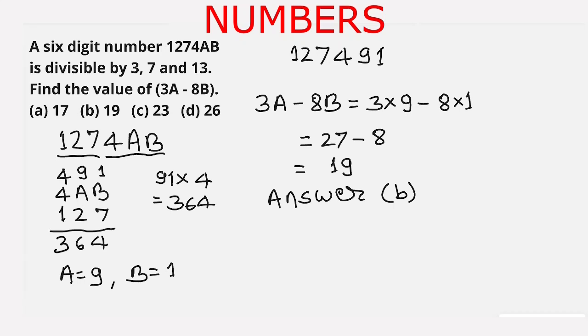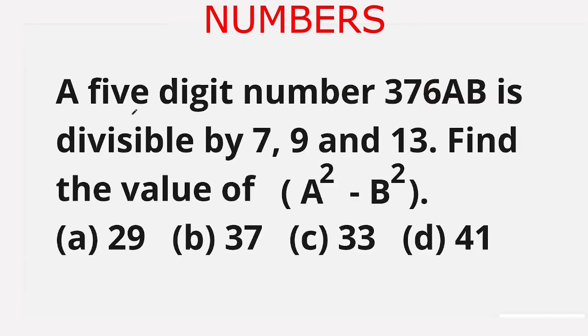I hope you have understood the method of solving this question as well as the concept of 3 digit difference rule. We go to the next question. Our question is, a 5-digit number 376AB is divisible by 7, 9 and 13. Find the value of A square minus B square. The given options are option A 29, option B 37, option C 33, option D 41.